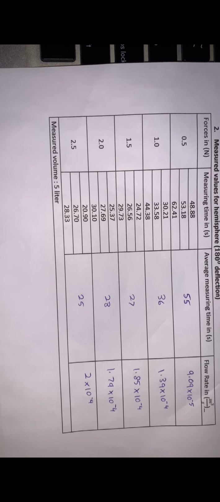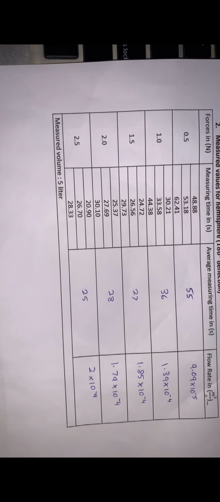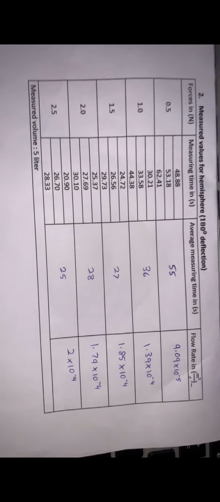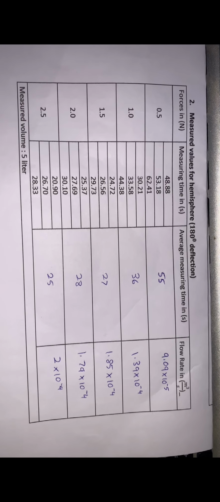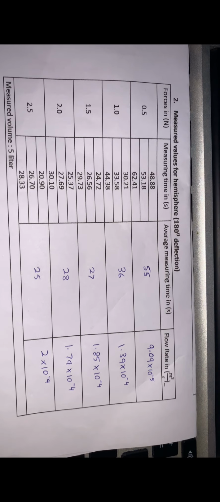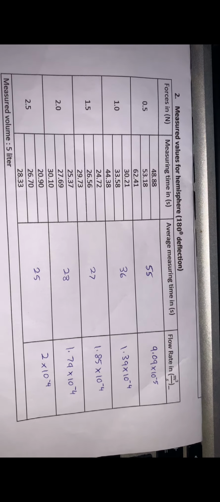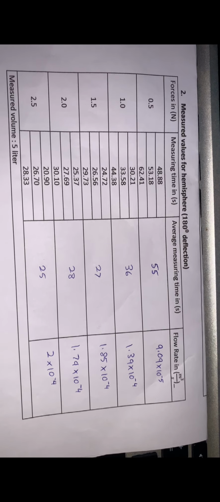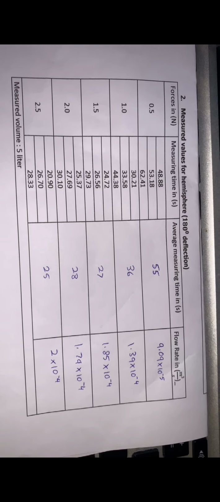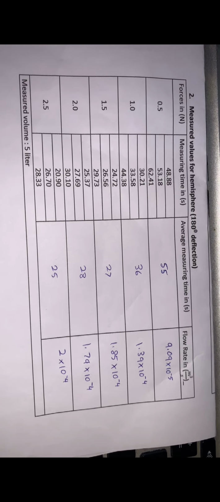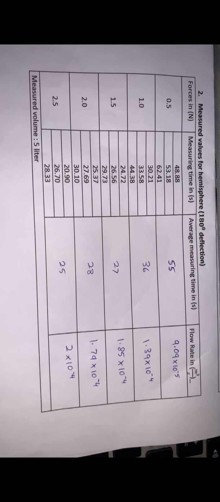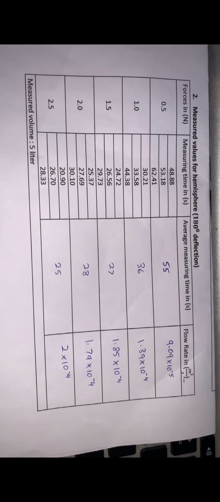So the flow rate for 0.5 is 9.09 times 10 negative 5, and for 1.0 is 1.39 times 10 negative 4, and 1.5 is 1.85 times 10 negative 4, and 2.0 is 1.79 times 10 negative 4, and the last one, 2.5, is 2 times 10 negative 4.